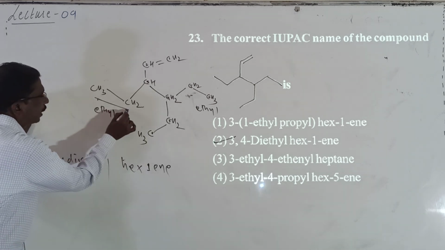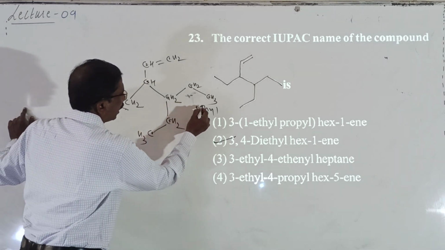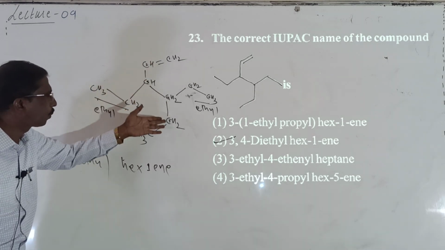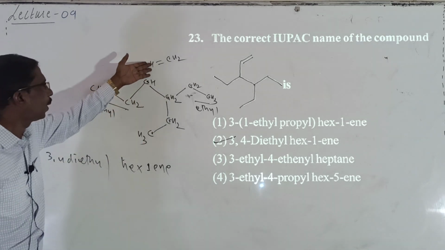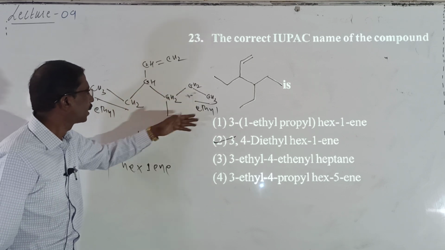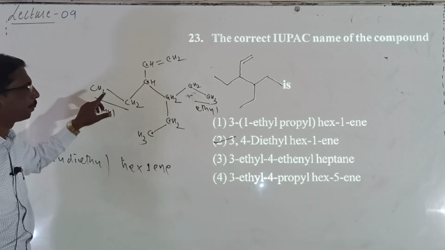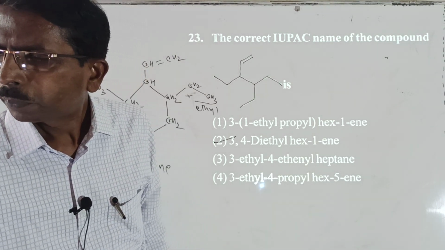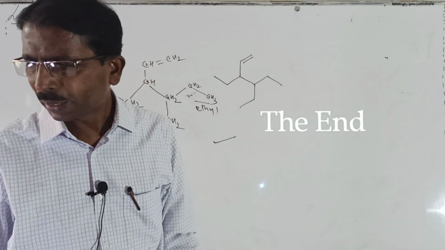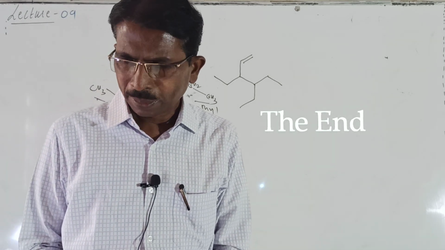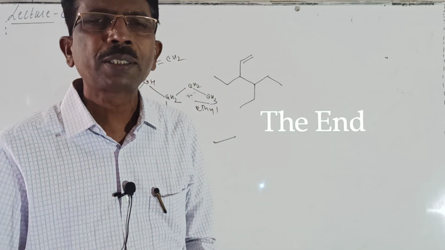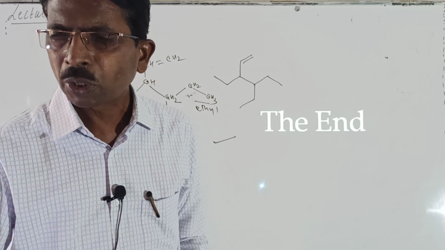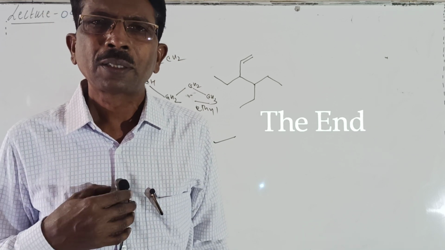This is the ethyl group, and this is the ethyl group, and here you may take chain 1 2 3 4 5 6, or you may take 1 2 3 4 5 6, then it becomes ethyl, and it becomes ethyl. So here I have completed these CET and NEET questions. So students, if you have any doubt, you may ask me, and you have to solve a few other examples. So thank you.